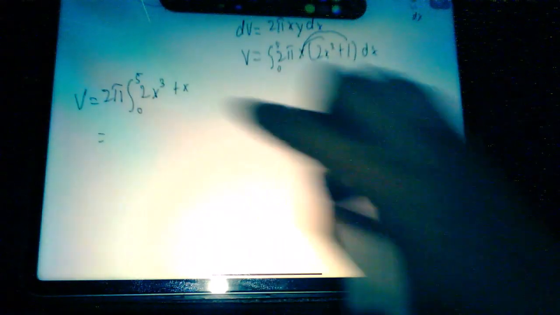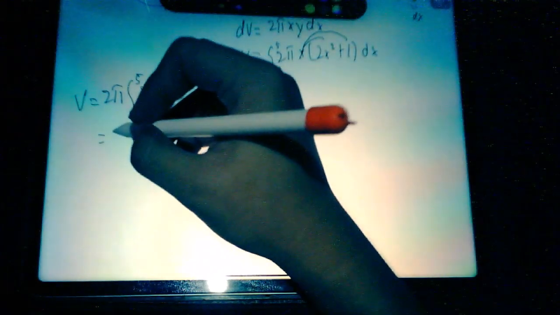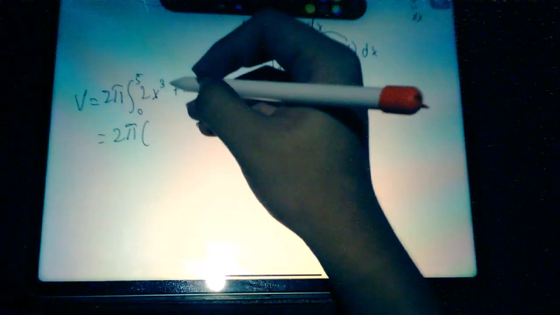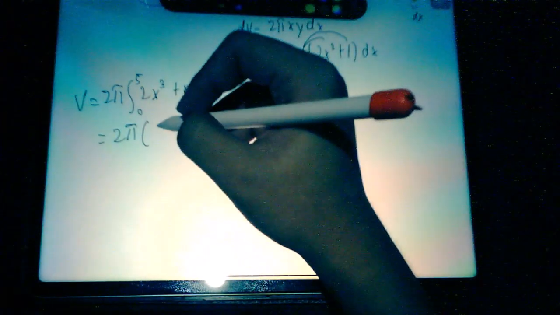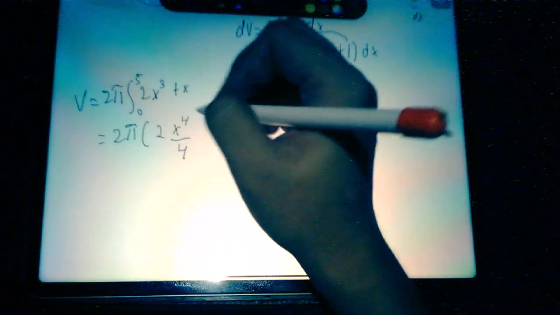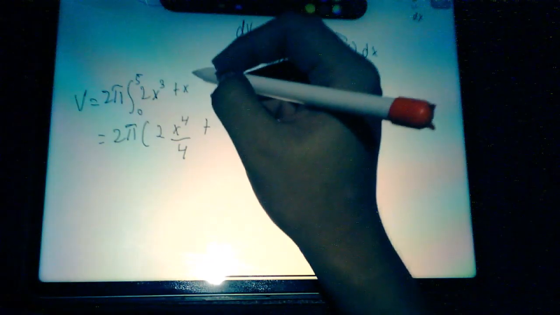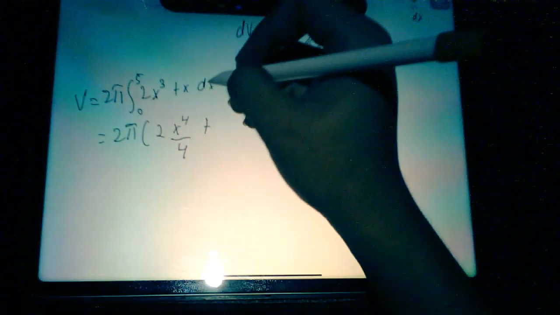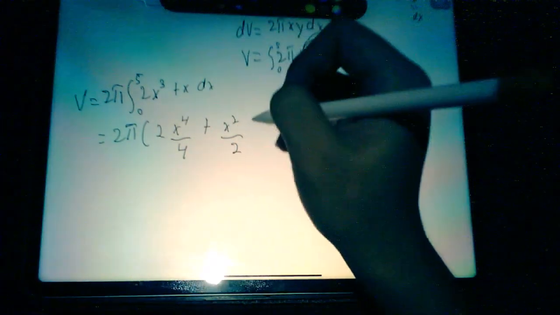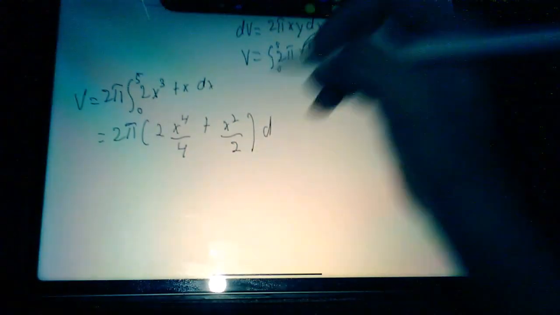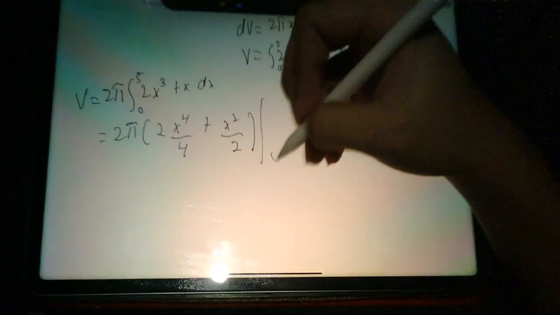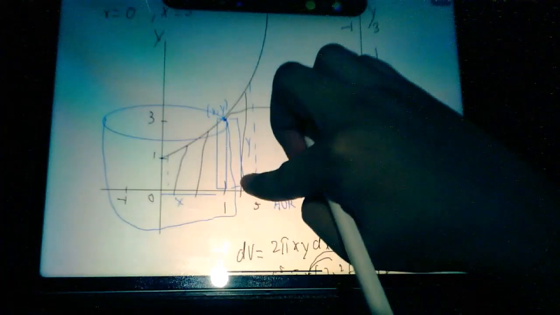We need to use the general power formula, which is equal to 2 pi times x cubed plus x. So 2x to the 4 over 4. Now by cancelling, x raised to 1 plus 1 is equal to x squared over 2 dx, from limits 0 to 5. Correct? 0 to 5? Yes.